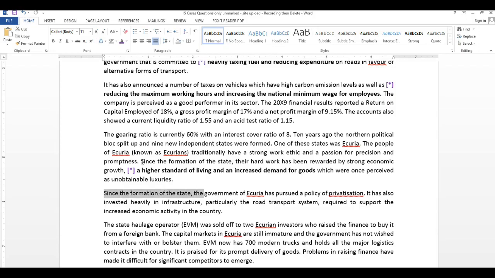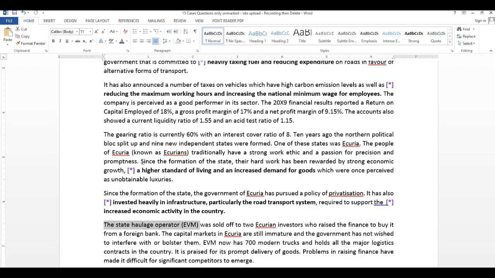Since the formation of the state, the government of Curia has pursued a policy of privatization. It has also invested heavily in infrastructure, particularly the road transport system. So this seems to be another good point. It invested heavily in infrastructure, particularly the road transport system, required to support the increased economic activity in the country. So we mark these as important points.